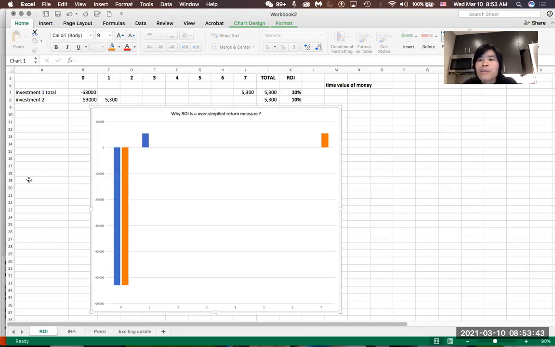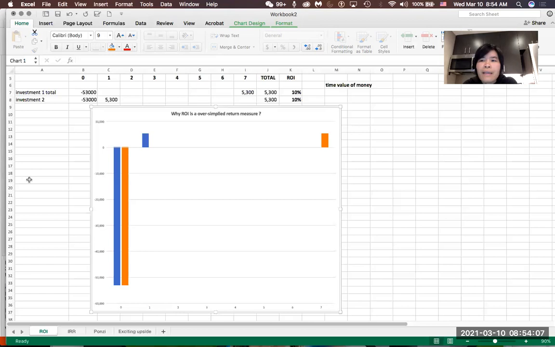This is a very simple and very intuitive way. A lot of people doing the math calculation in their head are actually using this one. So how do you calculate ROI? ROI is whatever you get divided by whatever you invest, right? So very, very straightforward, very, very simple.